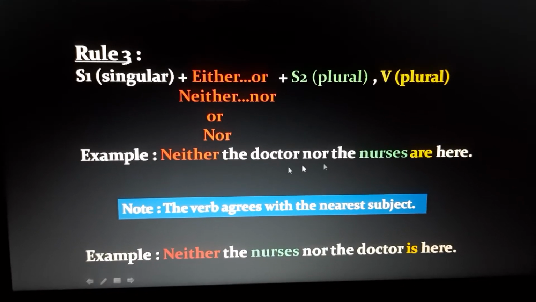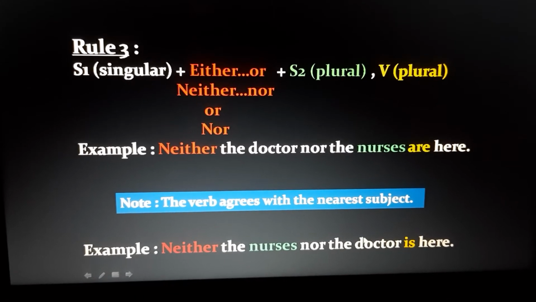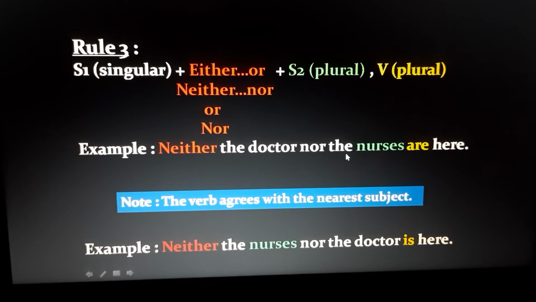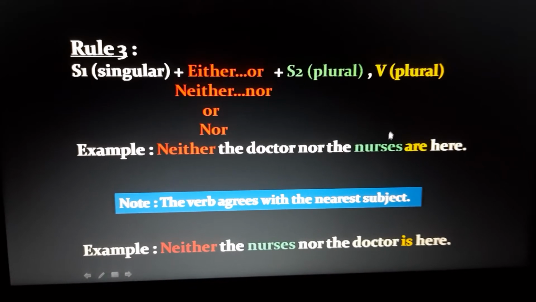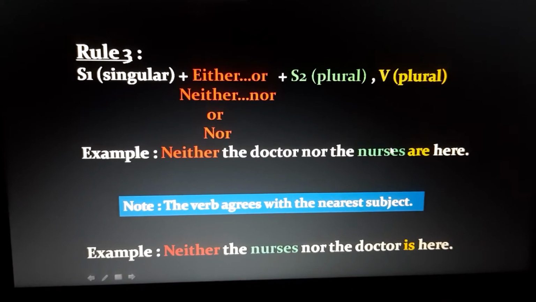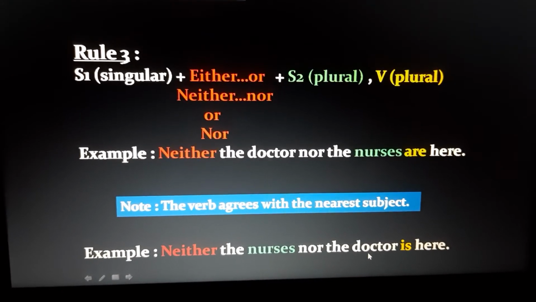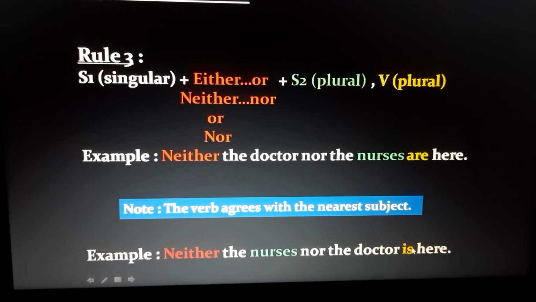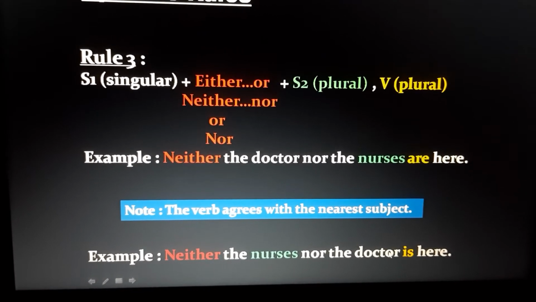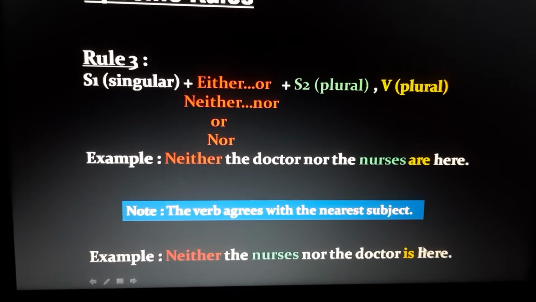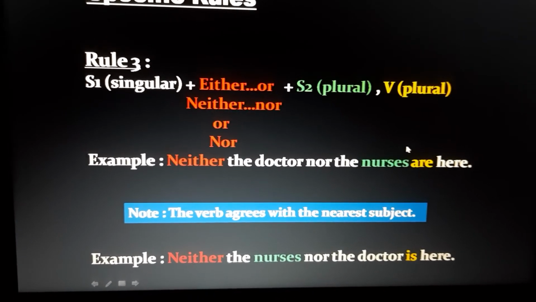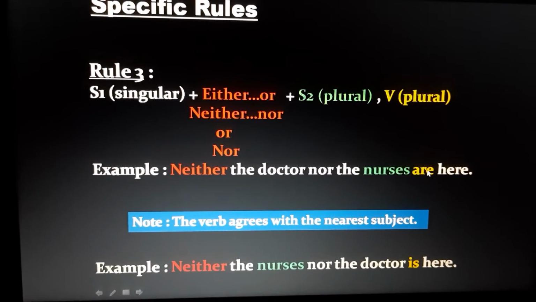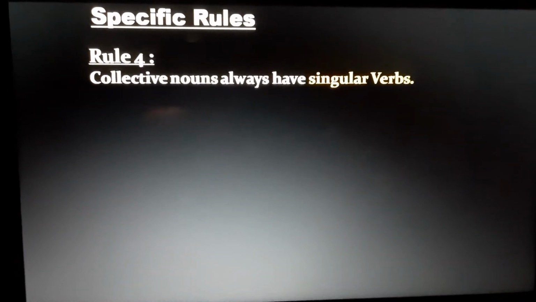Look at this example. Neither the nurses nor the doctor is here. Now both these statements are exactly alike except for the position of subject 1 and subject 2. In the first example, subject 2 was plural. In the second example, subject 2 is singular. So the verb always follows the nearest subject. Here the nearest subject is singular, so the verb we have used is singular. In the previous case, the nearest subject was plural, so the verb used was plural. Let us move on to rule number 4.